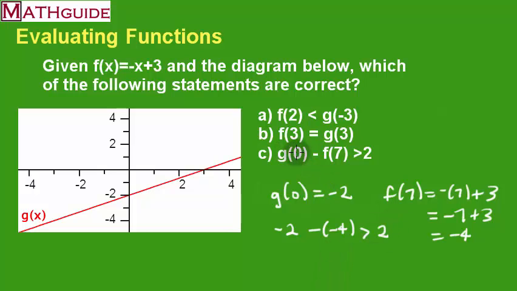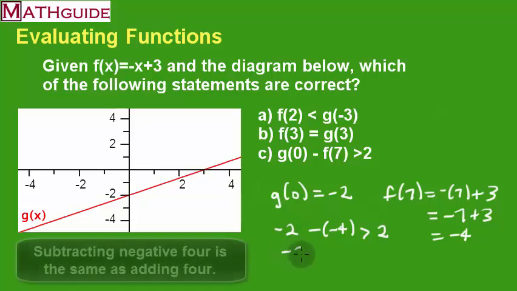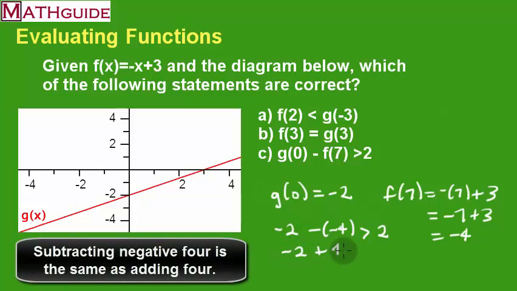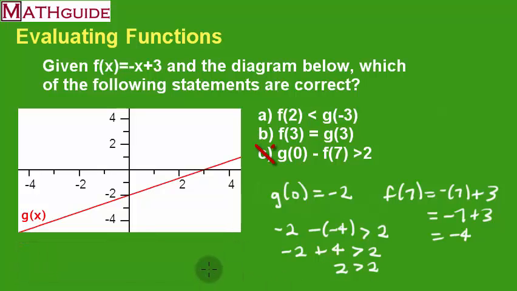So I want to figure out, when I subtract these two values, is it going to be greater than 2? Let's see. I got negative 2 plus 4, because two negatives make a positive. And negative 2 plus 4 is 2. Now we determine, is this true or false? Is 2 greater than 2? It is certainly not.